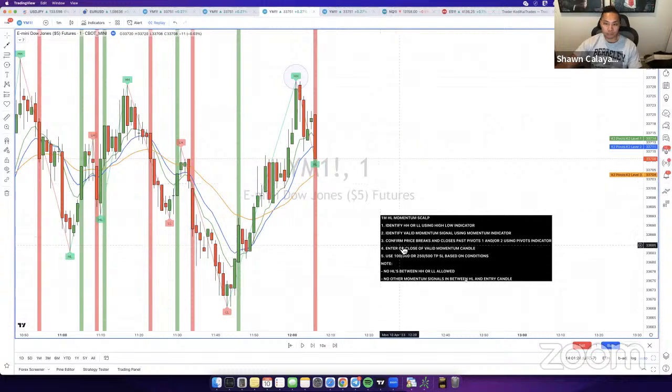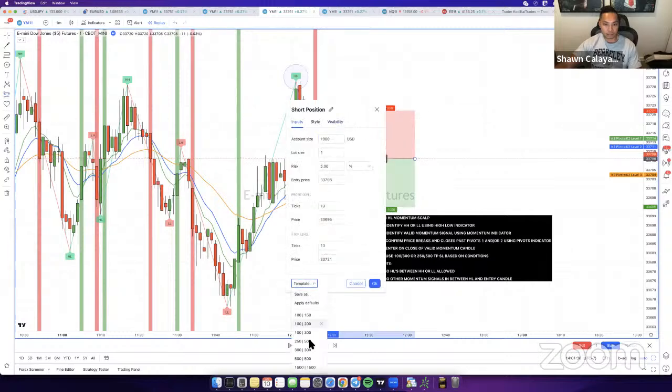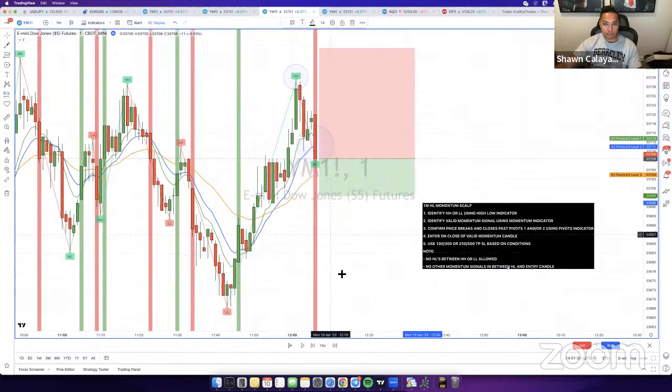For requirement 3, you want to confirm that price breaks and closes past pivots 1 and 2. Over here, this candle broke and closed past the pivots, and this would be the entry for a short. So the criteria is lined up. You have the trade set up right there, and you let the trade run.